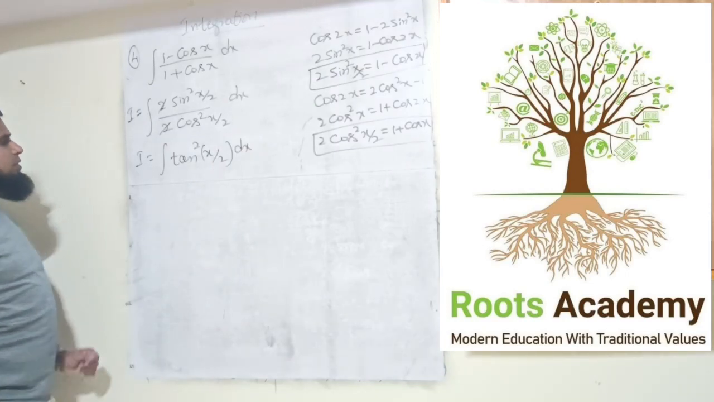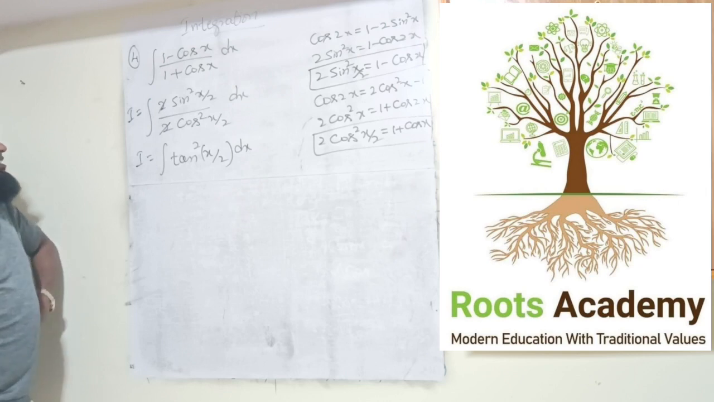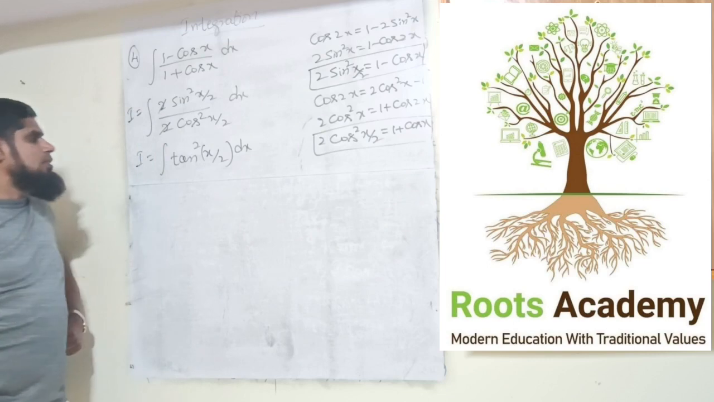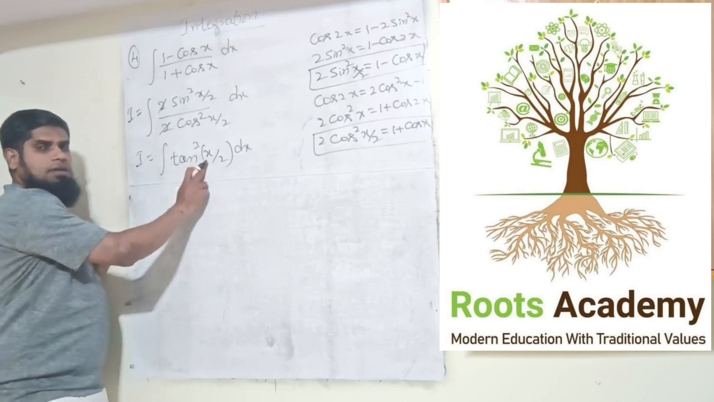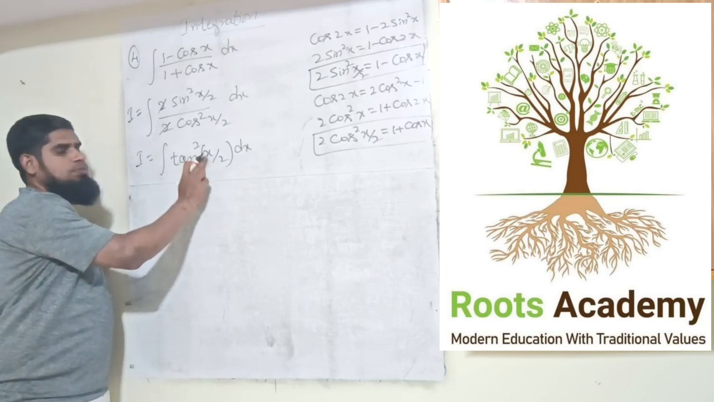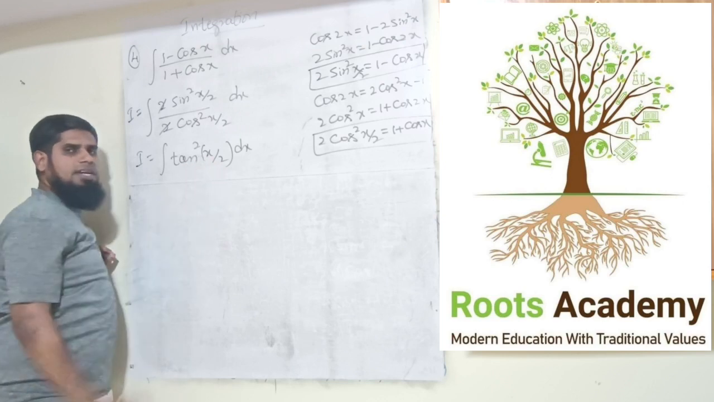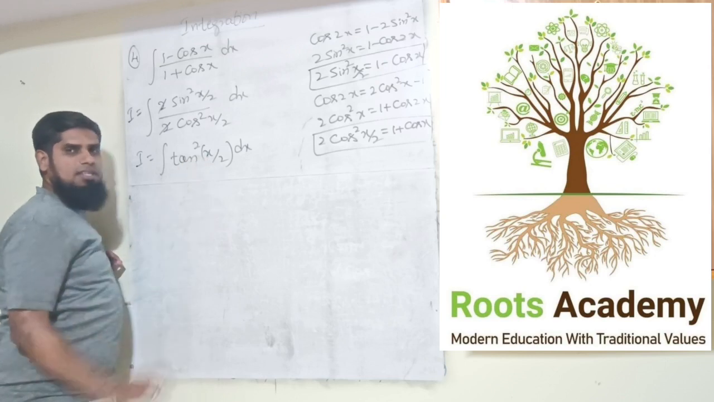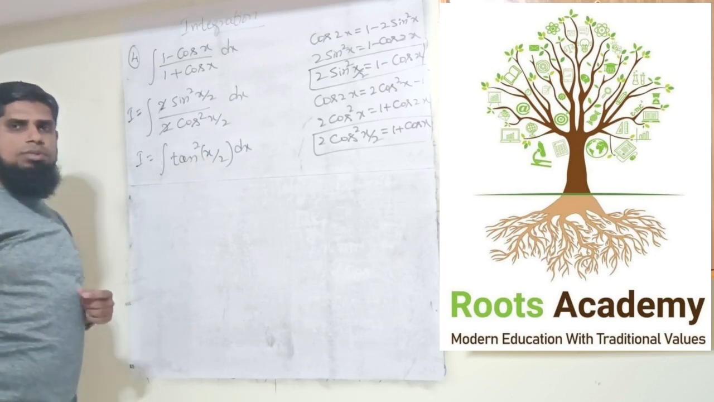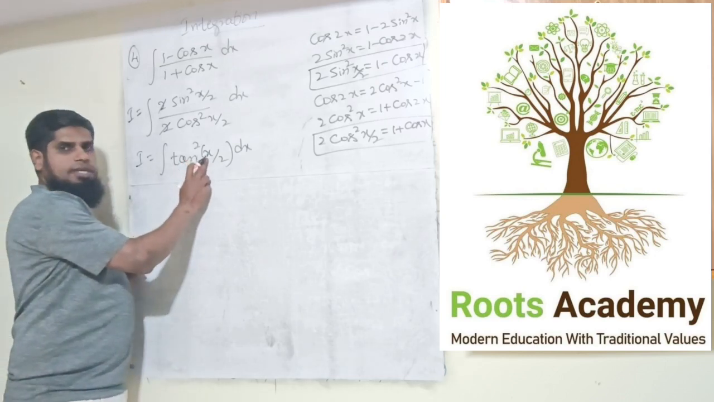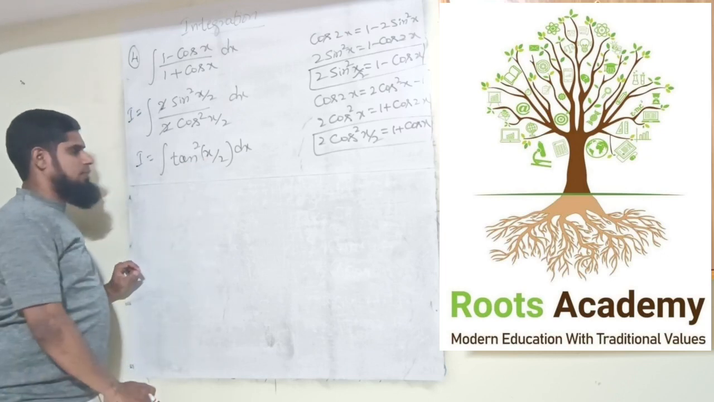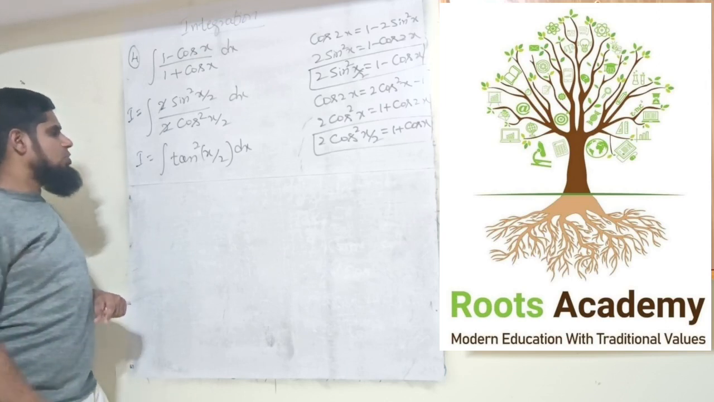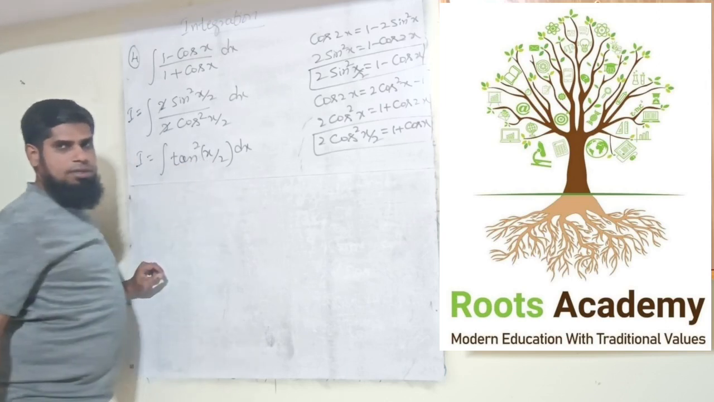Tan square x by 2 dx. Now student, let us create... don't take x by 2 here, because some students will get confused about what the integration is if it is half angles. To avoid that confusion, let us take x by 2 as t here. Otherwise we can integrate directly, but most of the time I notice that students get confused here.